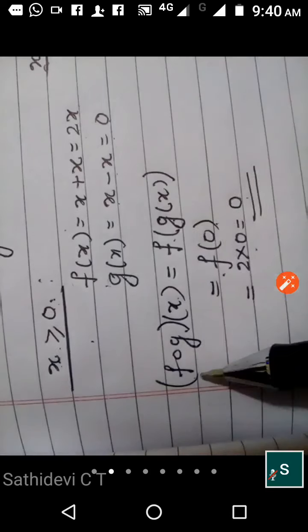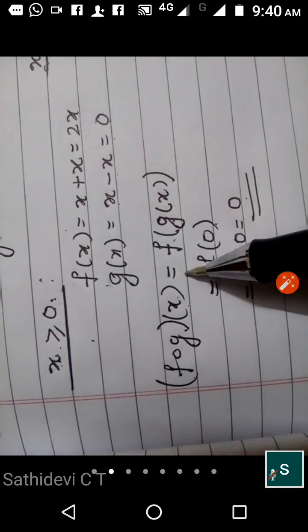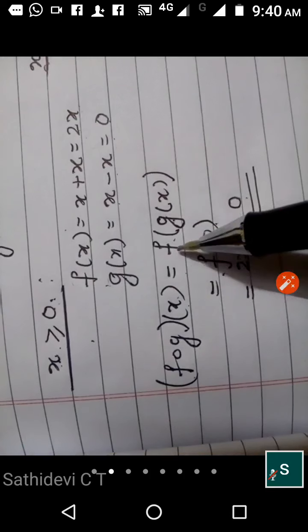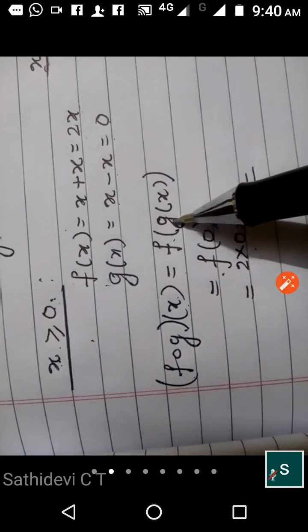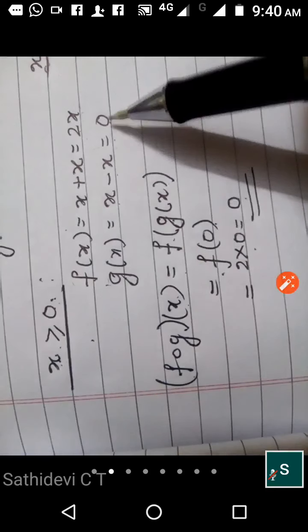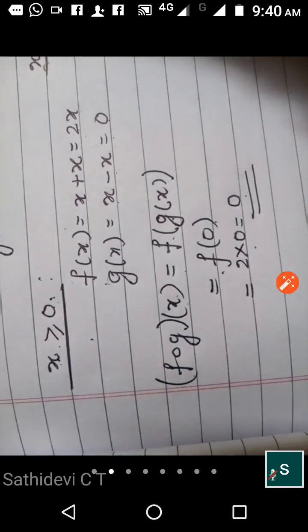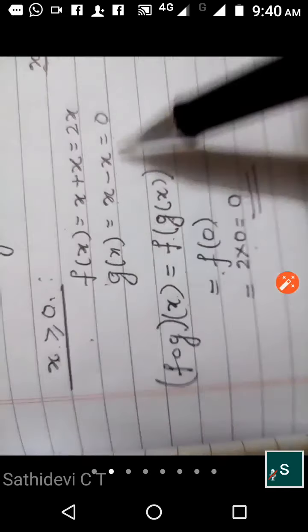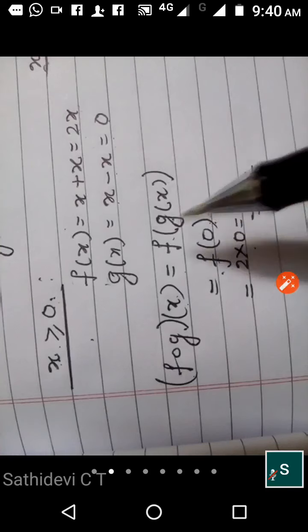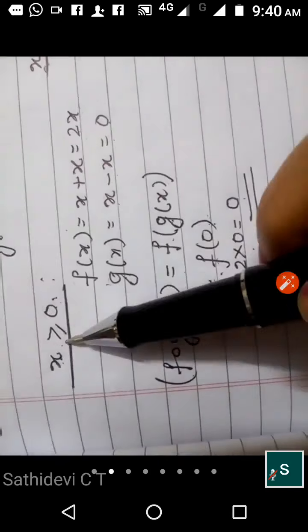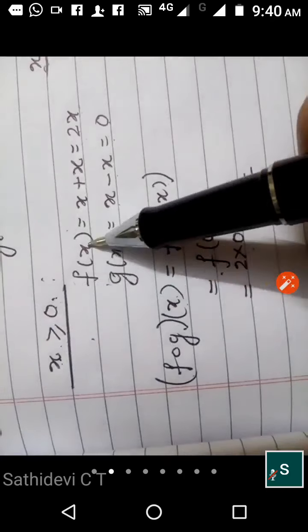And f composite g operator on x is f of g of x. And g of x is 0 here. Don't look at this portion. Here you see x greater than or equal to 0, g of x is 0. So you are getting f of 0. And in this case, what is your f of x? F of 0 means 2 into 0, that is equal to 0.